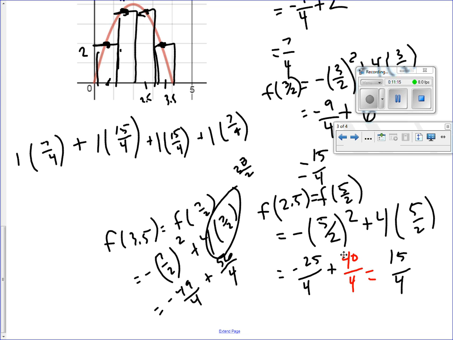So now I'm going to add up the area of all 4 rectangles. They all have a denominator of 4, so I'm just going to add the numerators. So 15 and 15 is 30. 7 and 7 is 14. So that's 44 over 4, which is a little bit over 10.